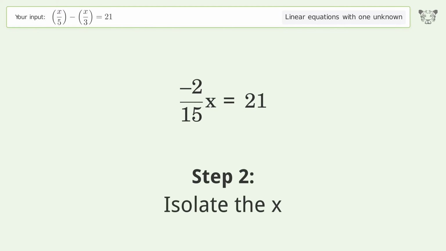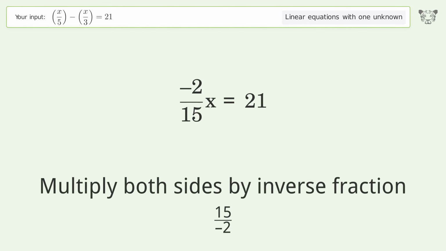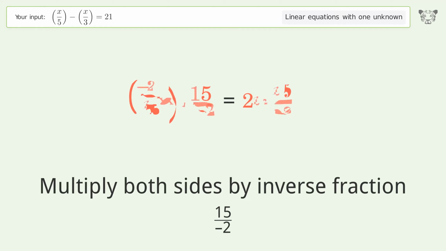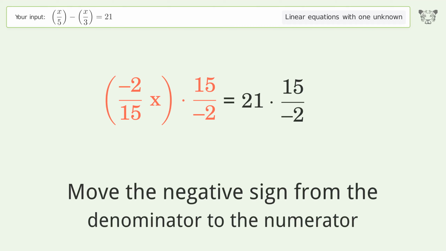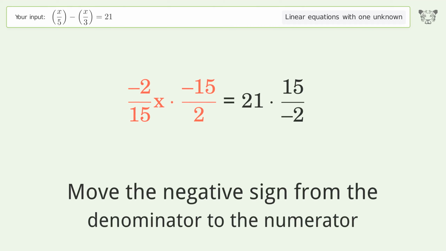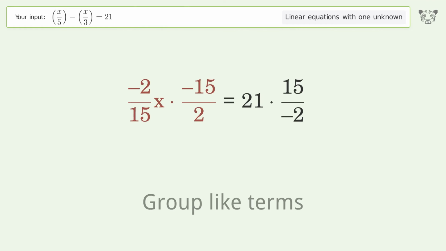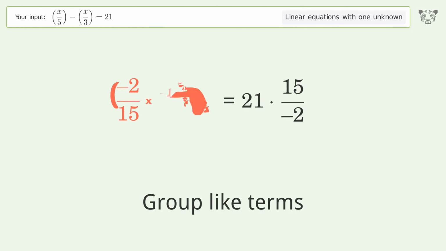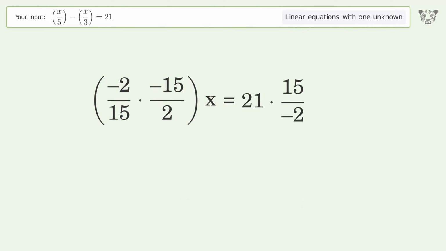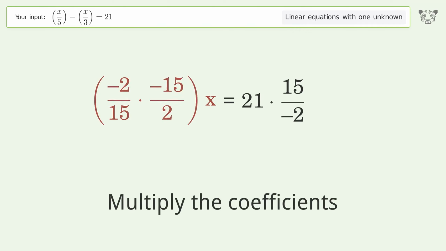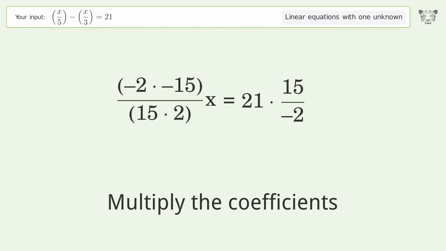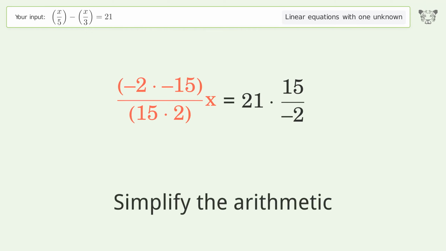Isolate the x. Multiply both sides by the inverse fraction, 15 over negative 2. Move the negative sign from the denominator to the numerator. Group like terms. Multiply the coefficients. Simplify the arithmetic.